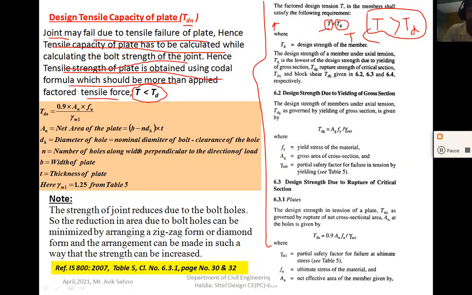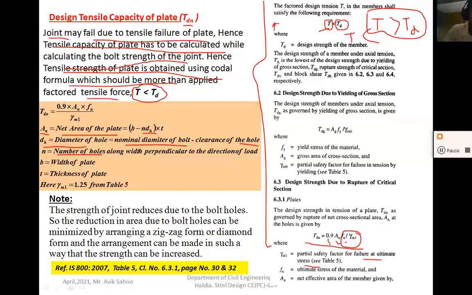So for net section failure, use this formula: 0.9 times net area times Fu, divided by gamma m1, which is the partial factor of safety for failure at ultimate stress. That I have already explained. An is the net area of the plate, which is (B minus n times dh) times T. dh is the diameter of the hole, which is equal to the nominal diameter of the bolt plus clearance of the hole.